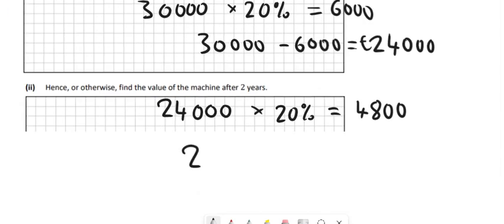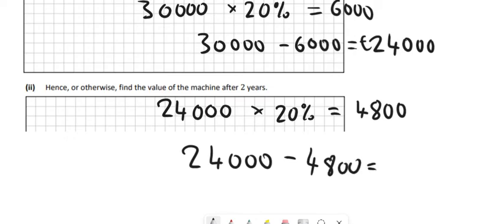And then we're just going to take that away from 24,000. So minus 4,800. And so that's 19,200.